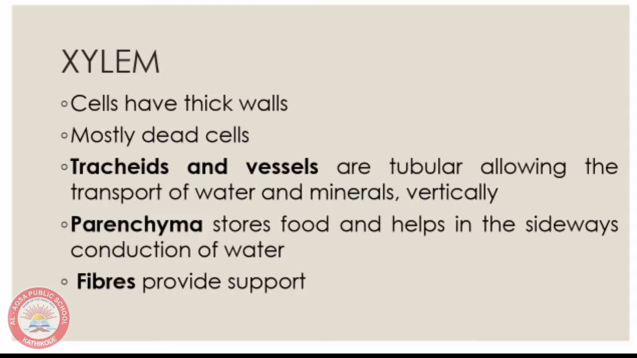Let us see the features of xylem tissue. The cells in xylem tissue have thick walls. They are mainly dead cells. The tracheids and vessels are tubular, which allows the transport of water and minerals vertically. Whereas the parenchyma stores food and also helps in the sideways conduction of water. The fibers provide support.